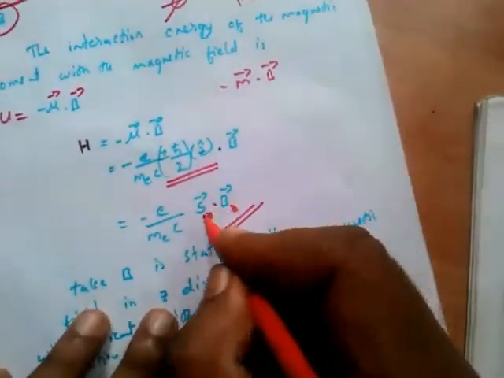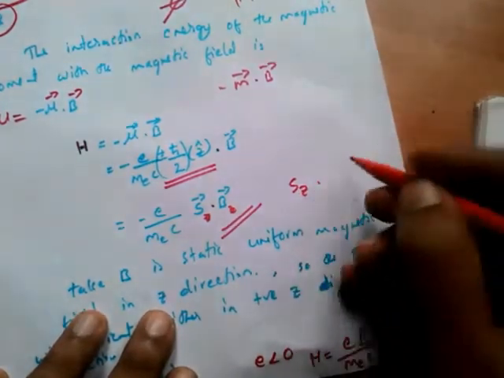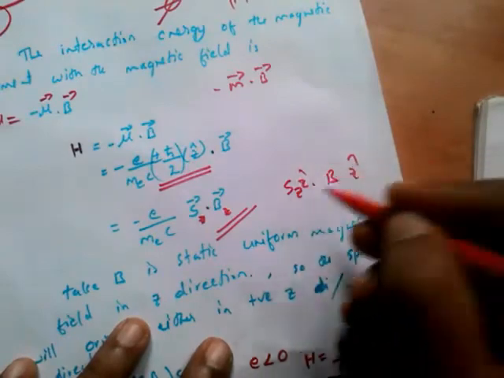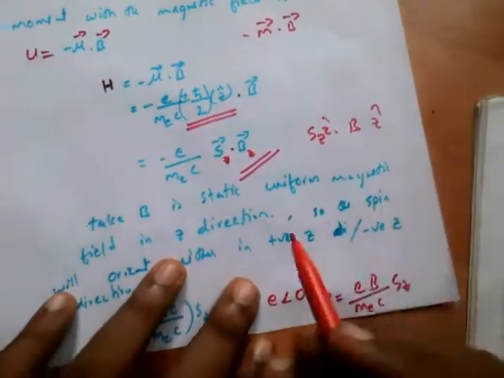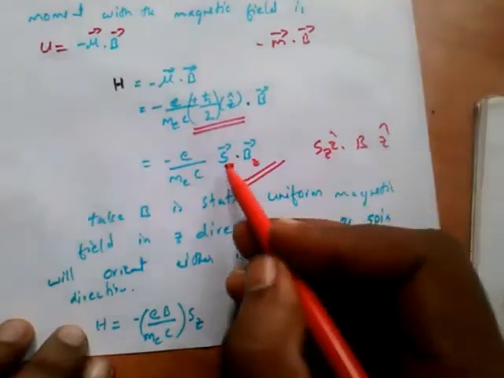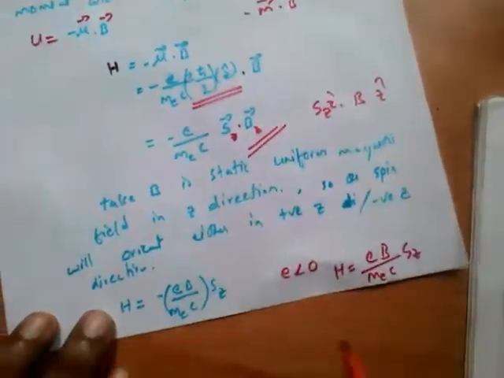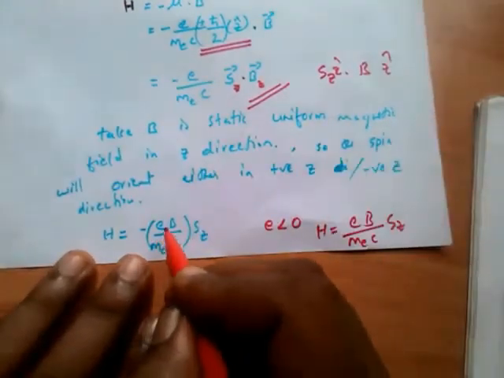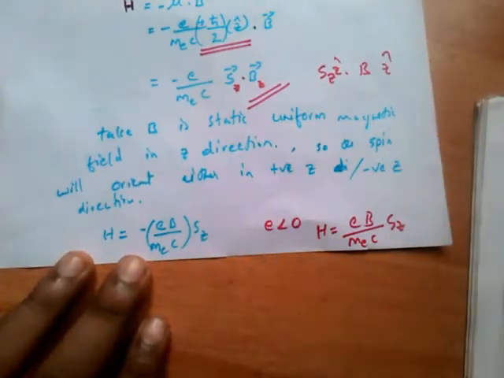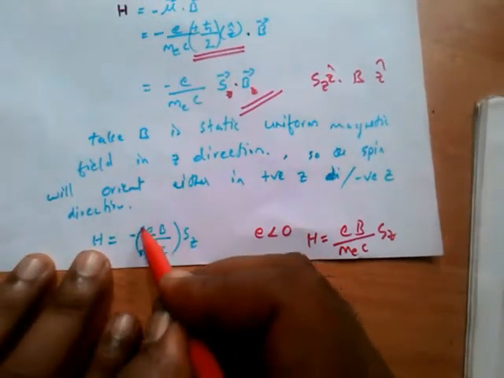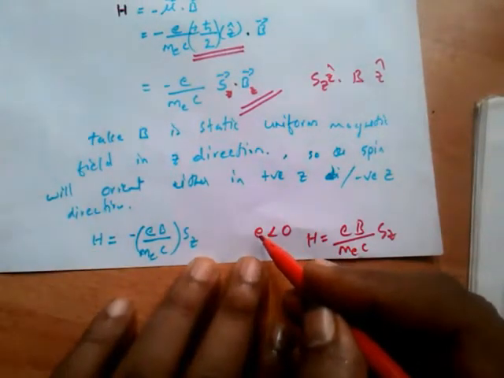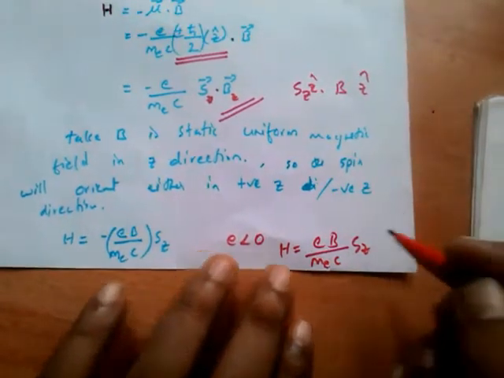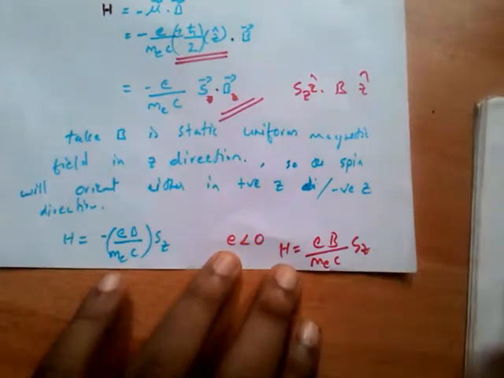So we can take the spin as S_z, and B is constant in the Z direction. Both are in the same direction, so S·B we can take as S_z B. So the Hamiltonian H equals minus eB over m_e c S_z. When we consider an electron, e is less than 0, so we get the Hamiltonian H equal to eB over m_e c into S_z.